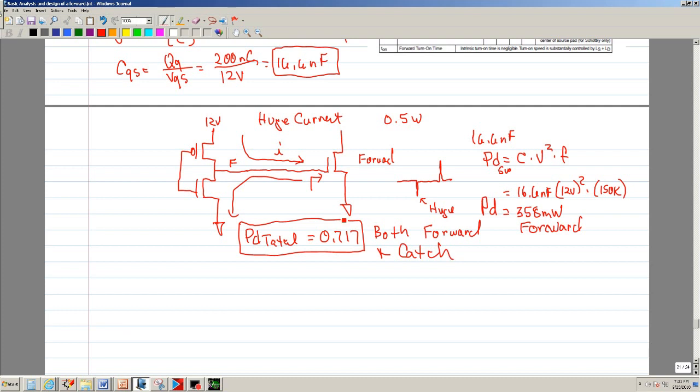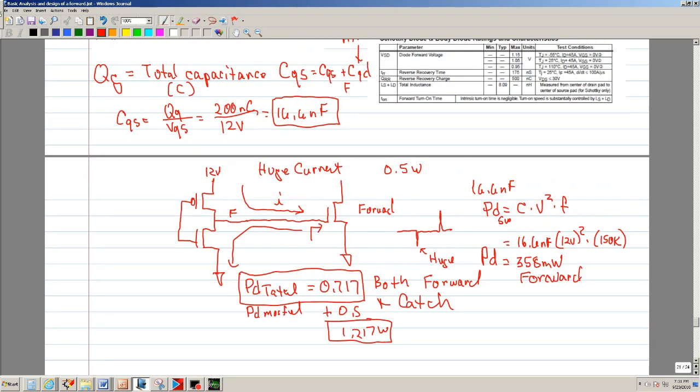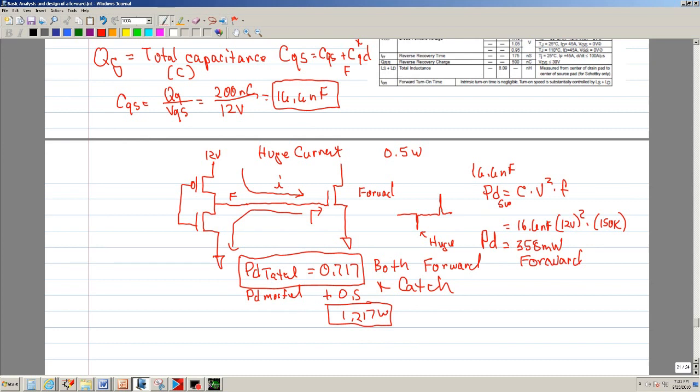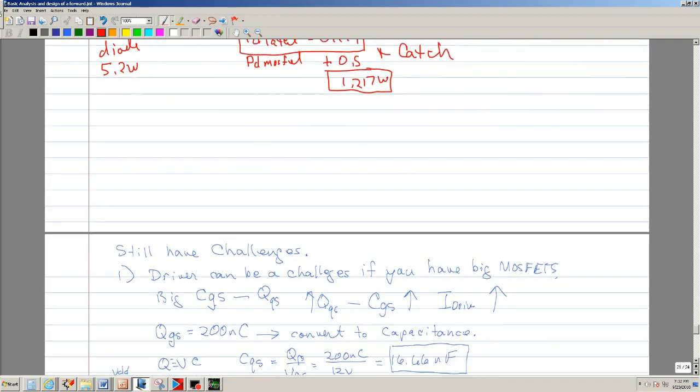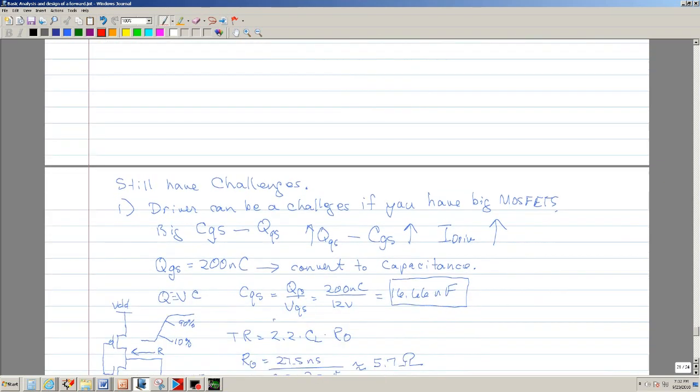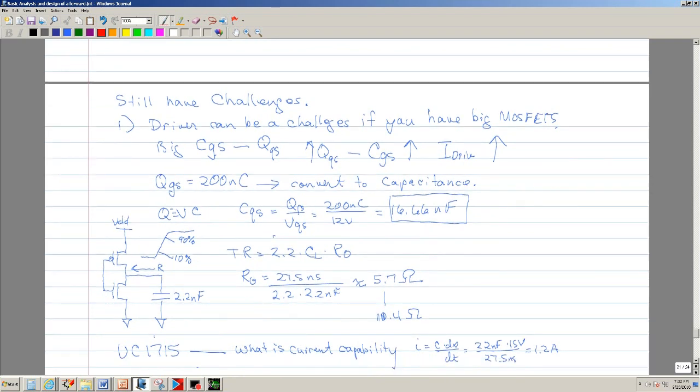So this power you have to add to the switching, which was, so now you're at 2 watts. Like I said, you don't really have free lunch. You still end up using a little bit of power, but remember before it was 5.2 for a diode, and now we reduced it to 1.2. That's what I want to make you aware of.